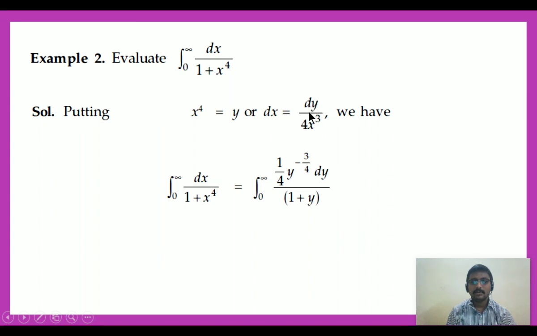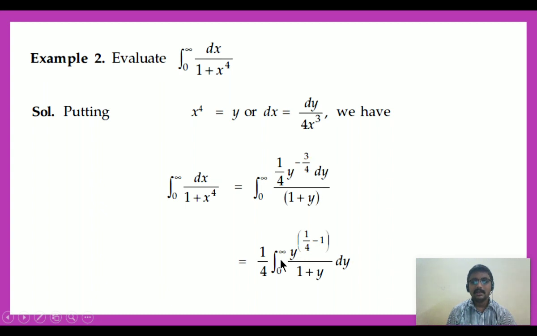If it comes to numerator, then it will be y power minus 3 by 4 by 1 plus x power 4. But what is x power 4 here? Y. So clearly here, the independent variable x is transformed to y. The total integrand function now is in terms of y. 1 by 4, just take it out, integral 0 to infinity. Now negative 3 by 4 can be written as 1 by 4 minus 1.